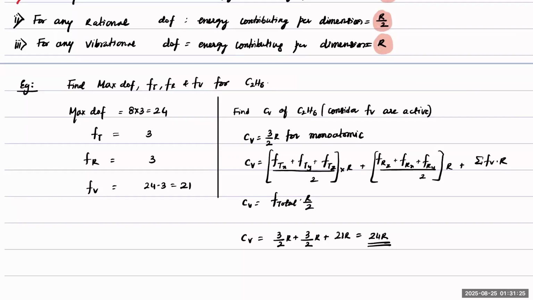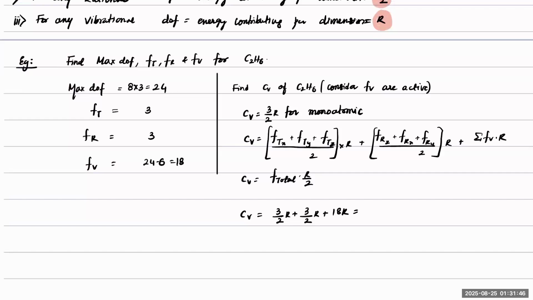Shouldn't it be 24 minus 6? Sorry, my mistake. 24 minus 6. So how many we have? 18. So how much total we are getting? This is 18 R. So 18 plus 3. So how much? 21 R.